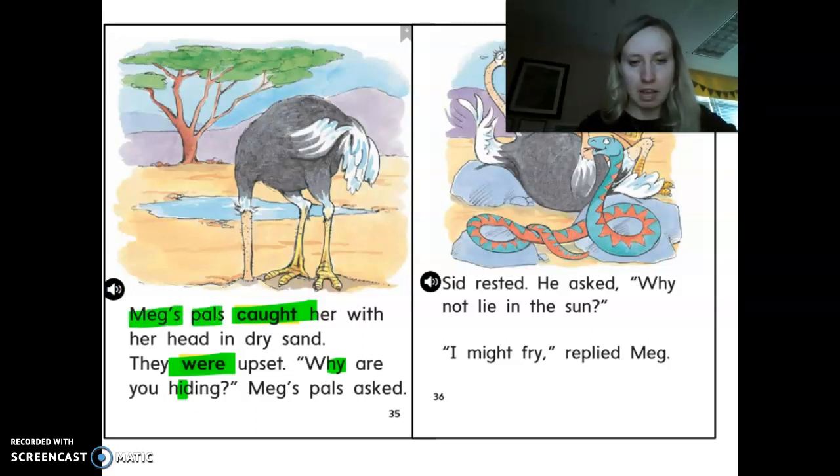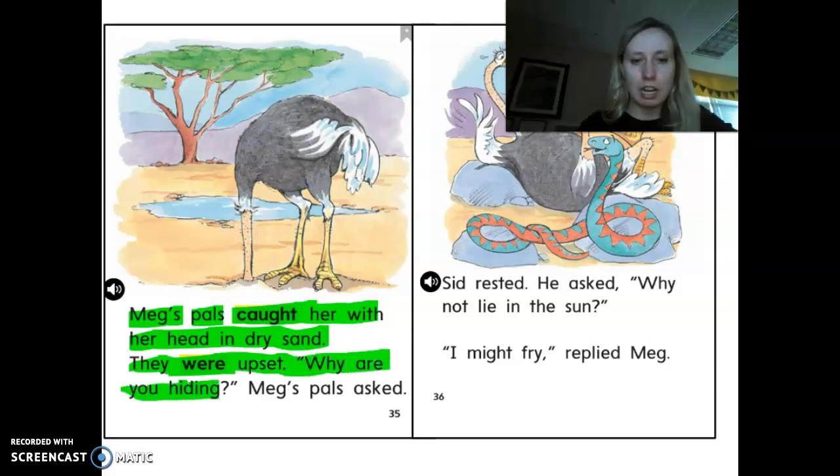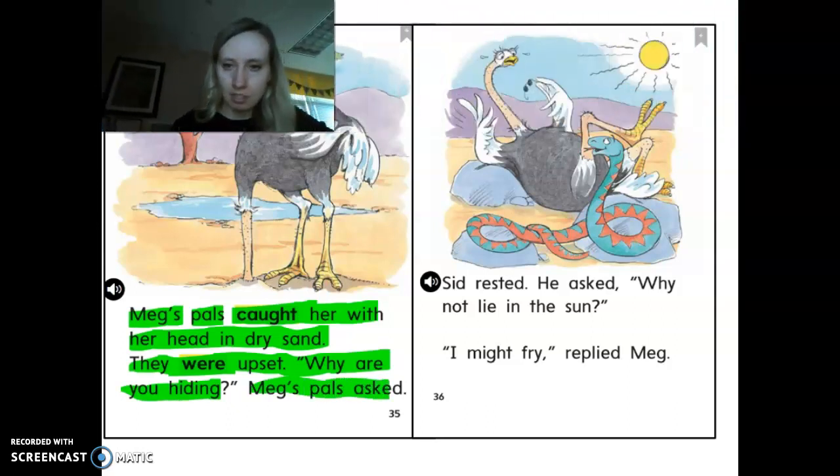Meg's pals caught her with her head in dry sand. They were upset. Why are you hiding? Meg's pals asked. Okay, so this is Sid, it isn't side. There's no super E. So there's why, lie, fry, might, I. Oh, all three of those. Okay, ready? Here we go.